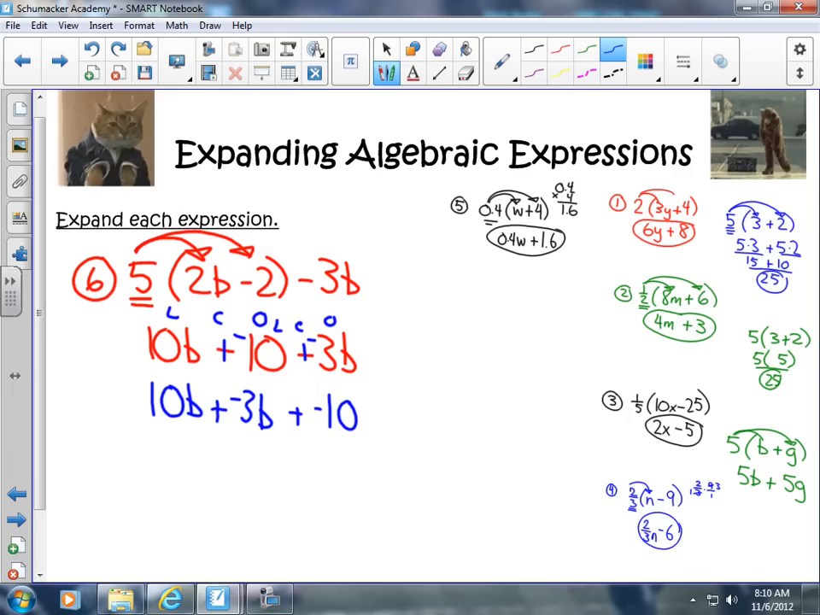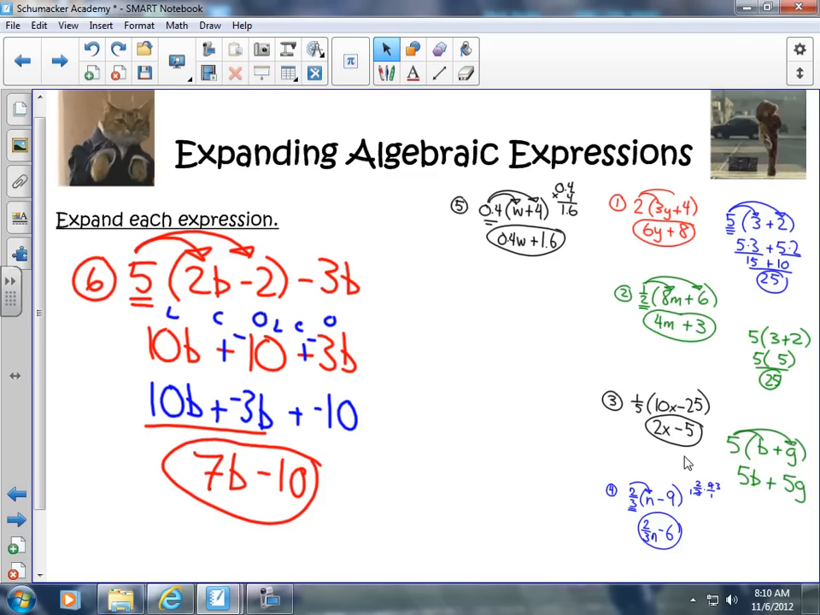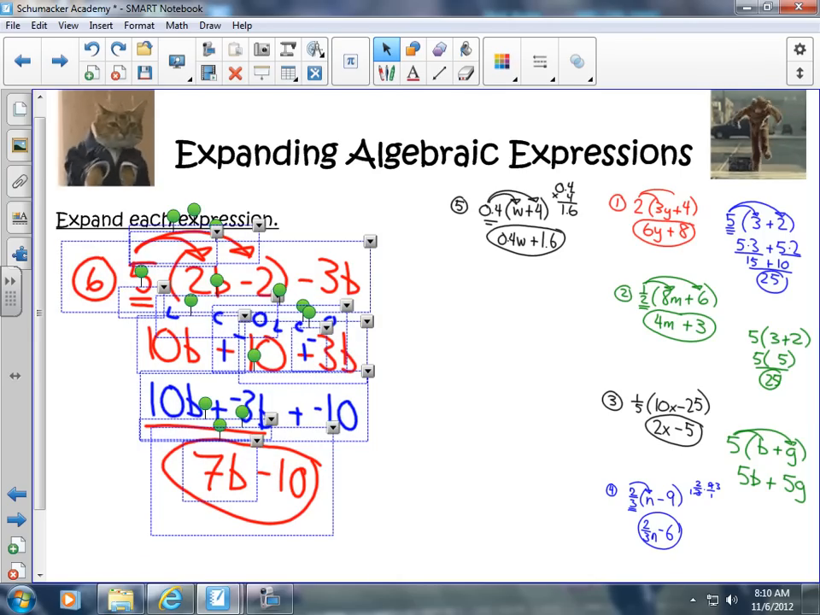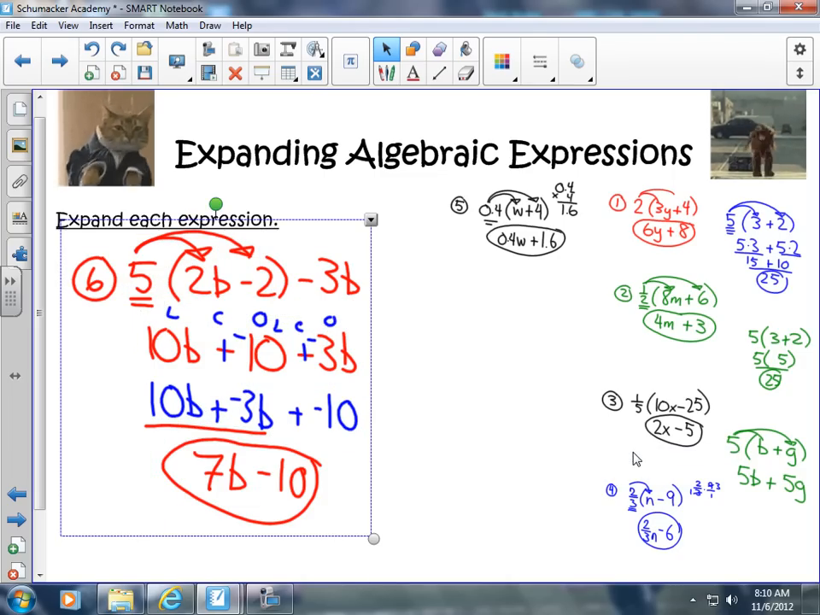And now I can go ahead and group. I can say, well, these are like terms, and 10b plus negative 3b would basically be 10 plus negative 3, 7b, and then plus negative 10, which I'm going to write as minus 10. Both of them mean the same thing, but we should get in the habit of using subtraction whenever possible with our final answer, so we don't have a subtraction problem with a negative sign or an addition problem with a negative sign. We just limit it to one sign if at all possible. So 7b minus 10 would be our final answer here.